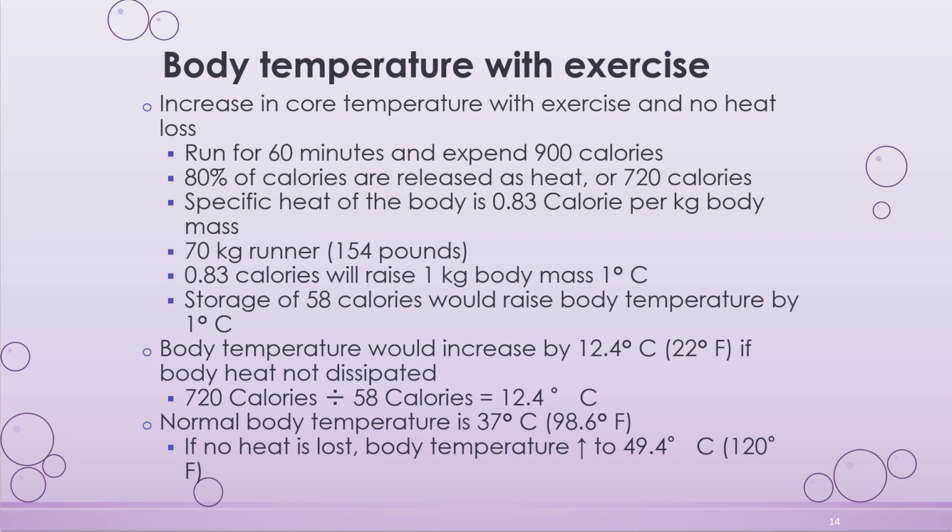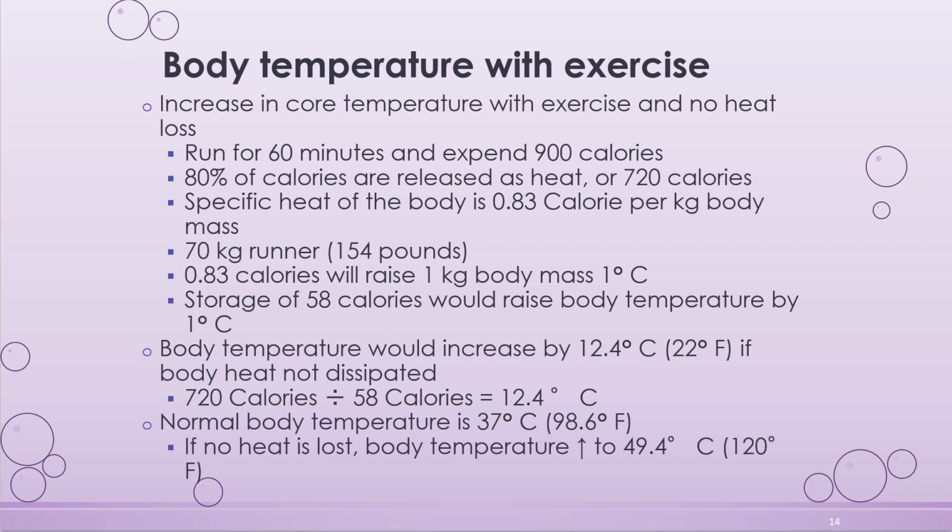So someone who is running for 60 minutes can expend 900 calories. 80% of calories are released as heat, or 720 calories. The specific heat of the body is, again, 0.83 calories per kilogram of body mass. So if we have our 70 kilogram runner of 154 pounds, 0.83 calories raise 1 kilogram of body mass 1 degree Celsius. Storage of 58 calories would raise the body temperature by 1 degree Celsius.